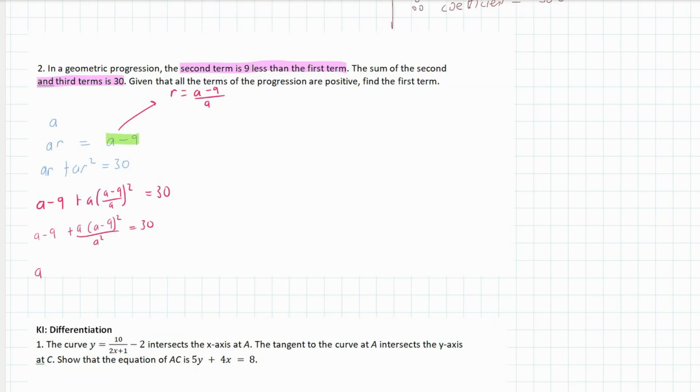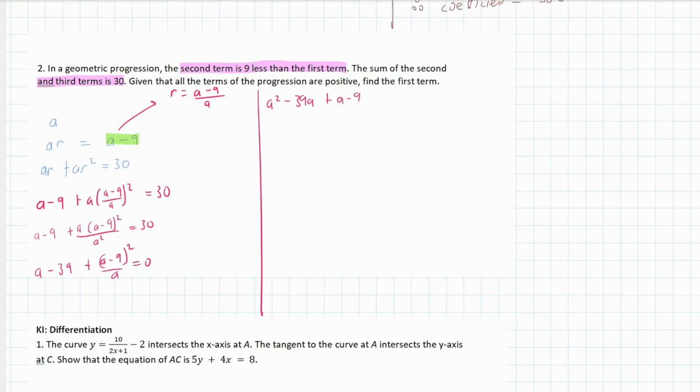And I guess I can go A minus 9 equals A, plus, and I can cancel this A and one of those out. So it will be A minus 9 all over A equals 0, and then I can just times everything by A. So I'll get an A squared minus 9A plus A minus 9.